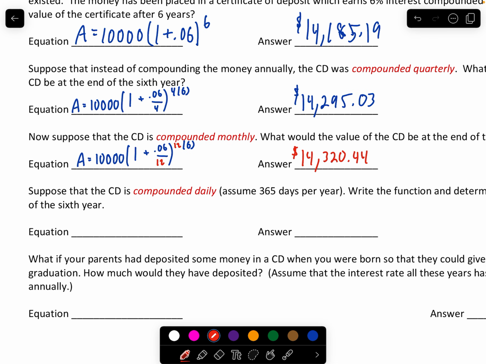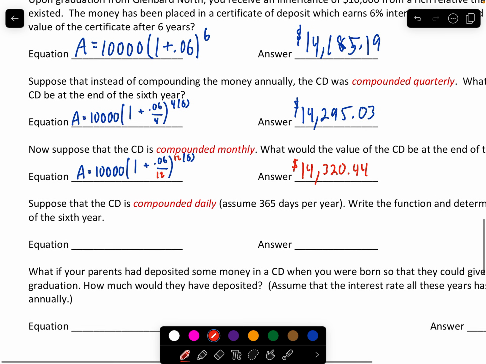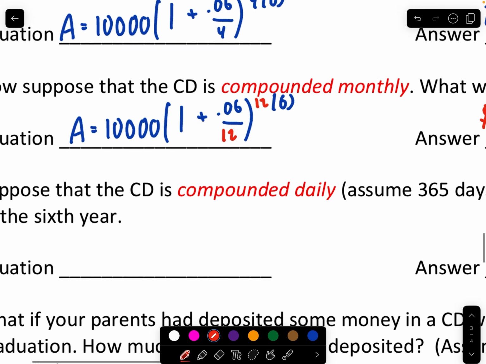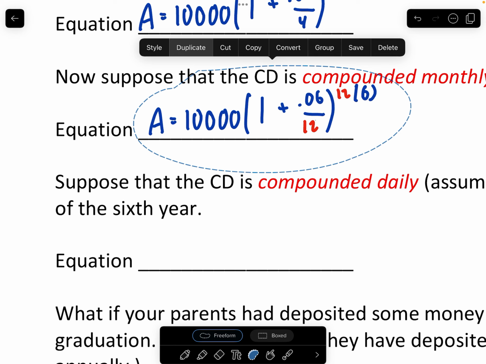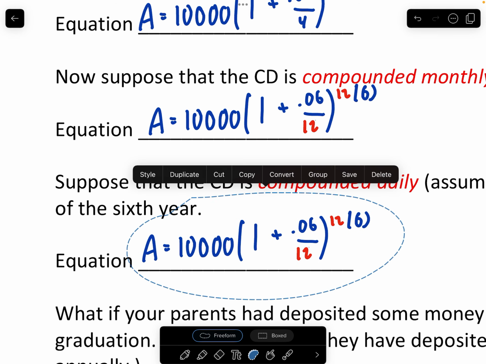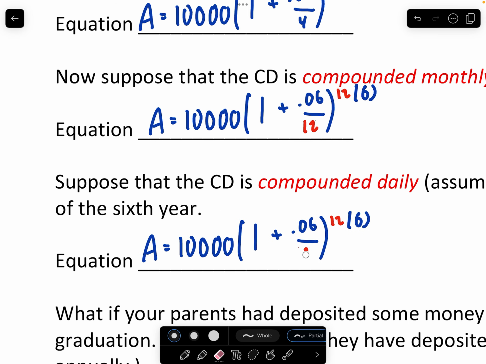The last one here would be the best one, unless it was compounded continuously, but this one's compounded daily, which is a whole lot more than monthly, right? So we're going to use our same exact formula, but change the 12s to how many days are in a year, not counting a leap year here, of 365.